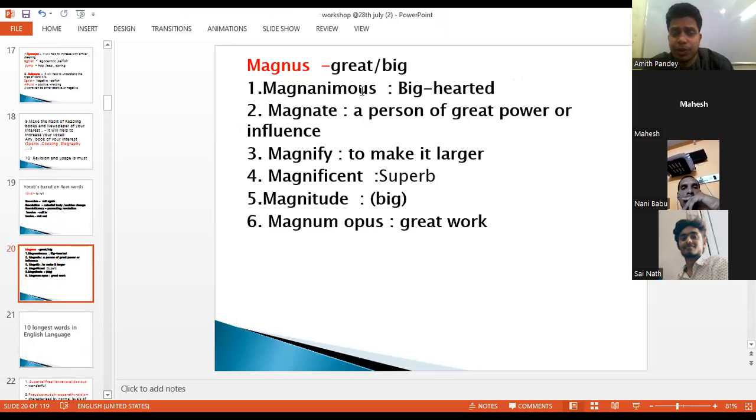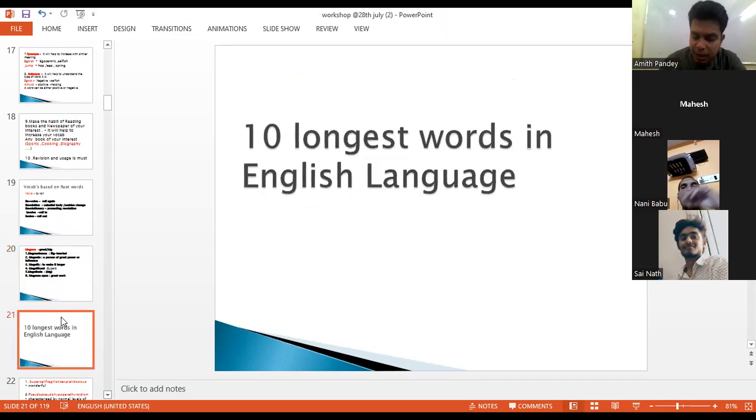On the same root word, we could see magnanimous, magnet, magnify, magnificent, magnitude, magnum opus. In this way, if you would like to have the material of all these root words in which you can find all these things, I'll provide it in case you require. Next, let's get started with the things.